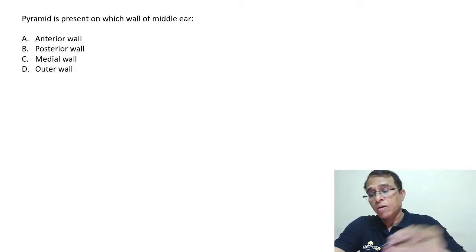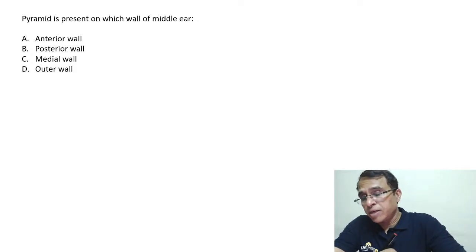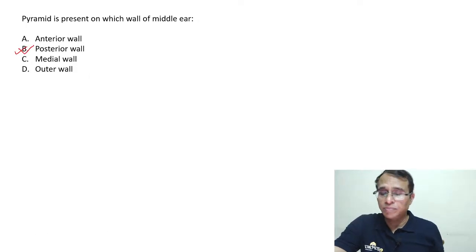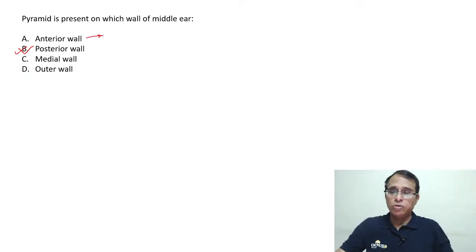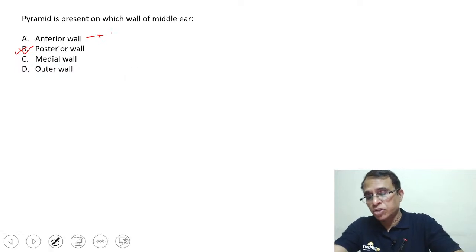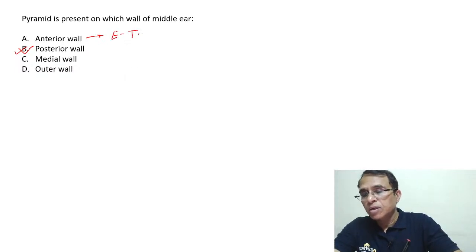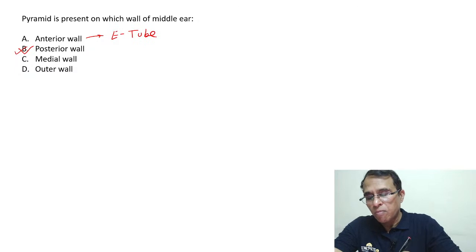And pyramid, of course, as Naveen rightly said, is on the posterior wall, not on the anterior wall. On the anterior wall, the main structure is the eustachian tube. Eustachian tube is present on the anterior wall. Posterior wall is pyramid, and from the pyramid originates the muscle called stapedius muscle.